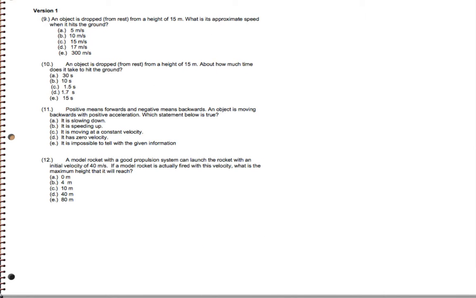For number 9, an object is dropped from rest from a height of 15 meters. What is its approximate speed when it hits the ground? So we can use v squared is v naught squared plus 2 times the acceleration times x minus x naught. Let's plug in our numbers. I use this one because there's no time given. So v squared, my initial speed is 0, plus 2, acceleration is due to gravity, so it's falling, that's 10, times 15. And so v is going to be the square root of 300. And when I solve that out, it works to be about 17 meters per second.